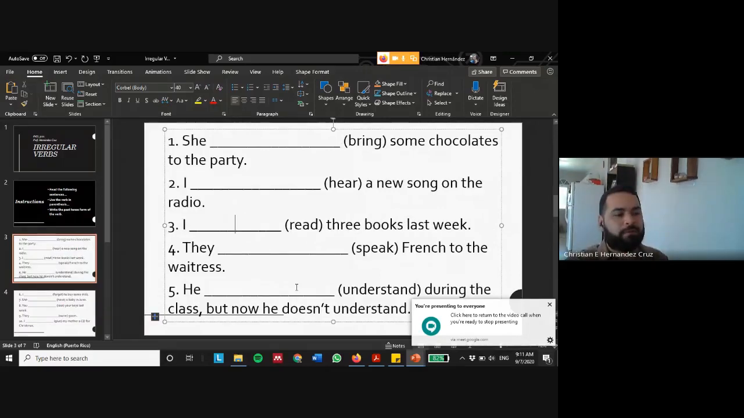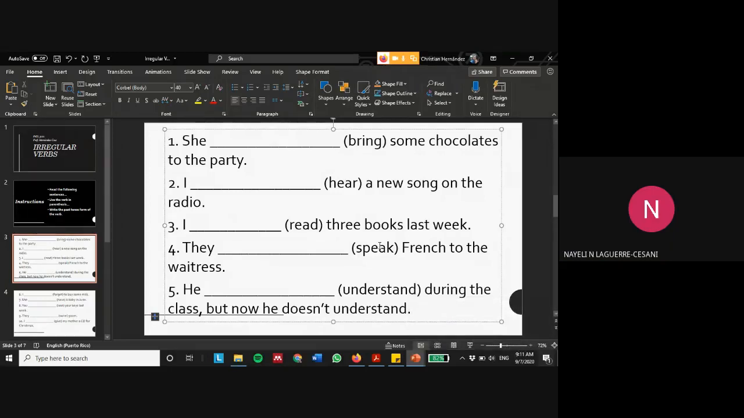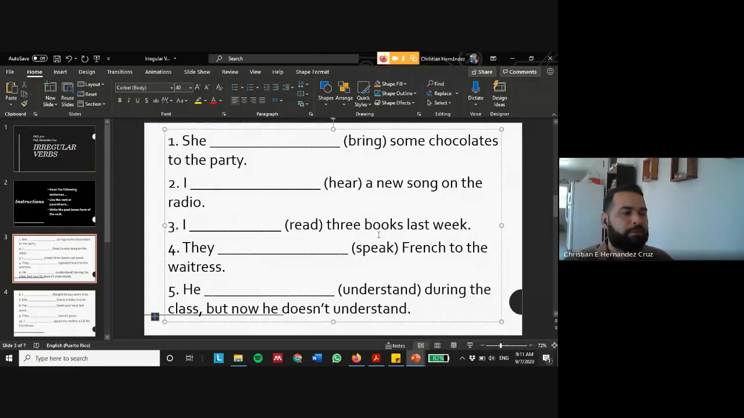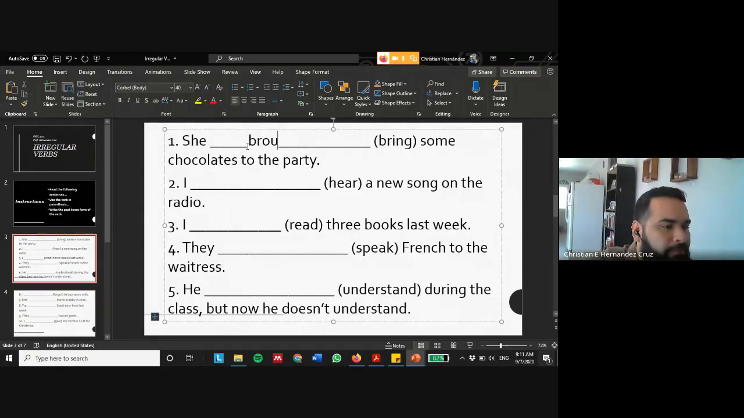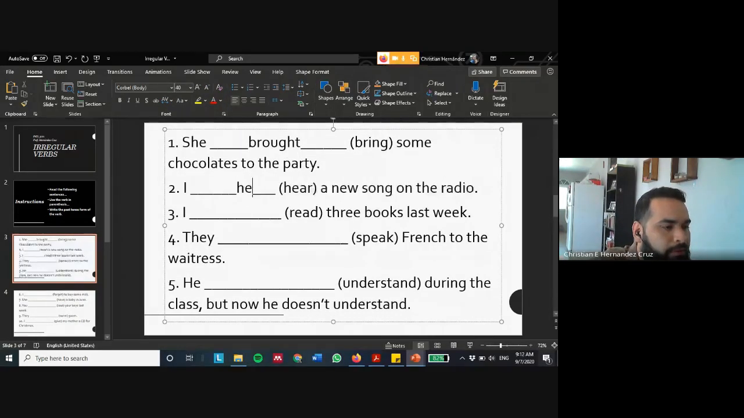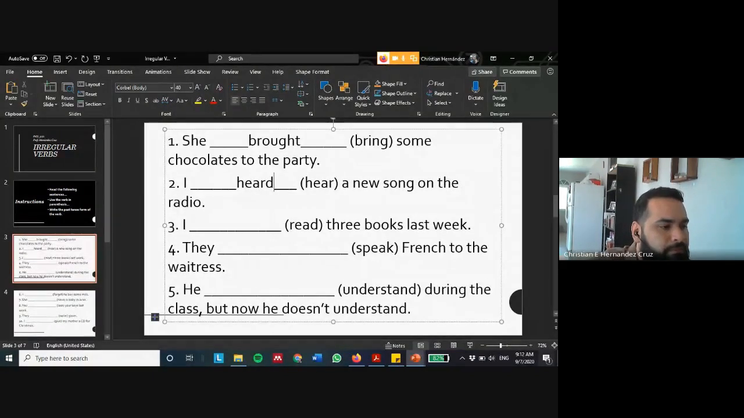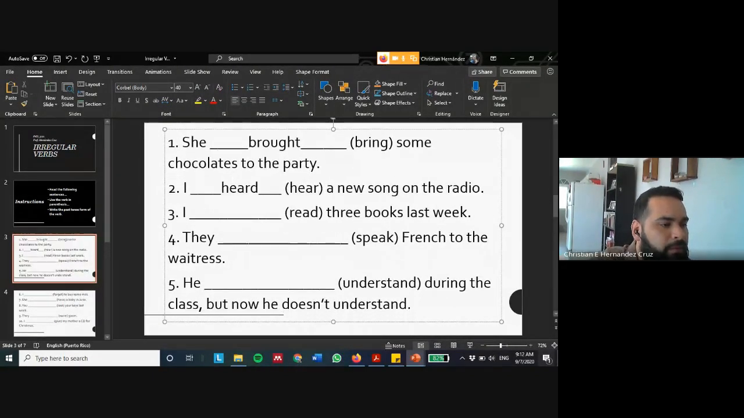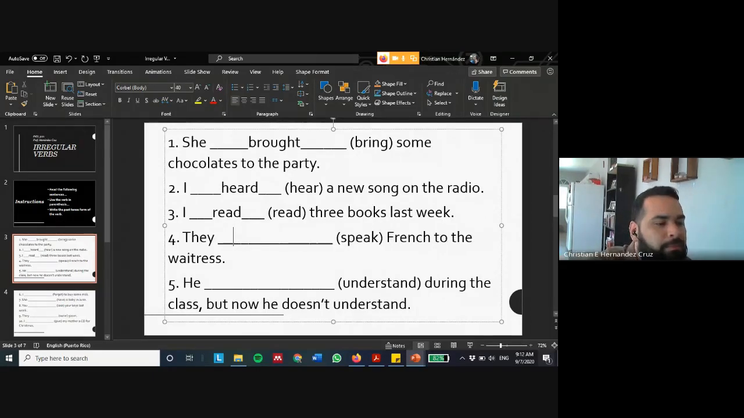All right, so number 4, they speak French to the waitress. Spoke, in the past. Very good. Spoke. Thank you. Actually, let me just write it here. So we have brought, heard, and then of course read se queda igual. Then we said spoke.